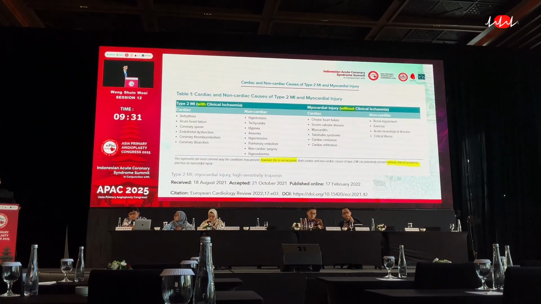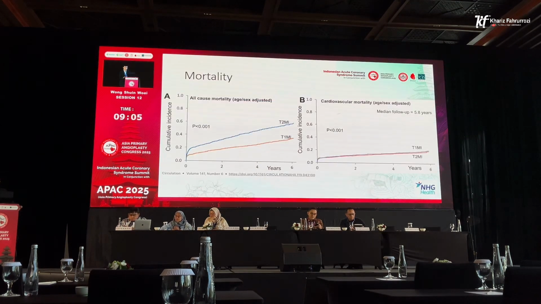This table is something that we know. There is a lot of overlap in the risk factors and causes, cardiac and non-cardiac conditions, that can upset the balance between oxygen supply and demand in the myocardium. These lists are non-exhaustive, and both can coexist in type 1 and type 2 myocardial infarction. So what happens next?